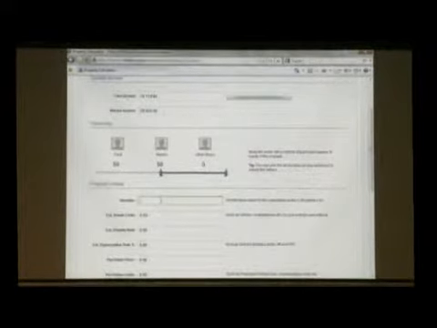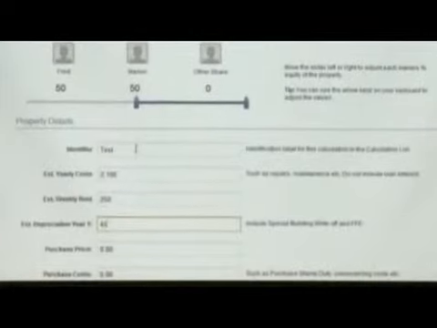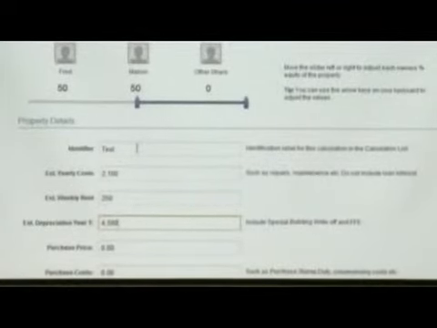What we do is we have an identifier which just allows you to be able to save the numbers that you do so that you can compare them against other calculations you may want to do. We'll put in some yearly costs. We'll say there's $2,100 in yearly costs. We'll say that they've got a rent of $250 a week. Depreciation of, we've got BMT to do it, so that we've got a good depreciation of $4,500.